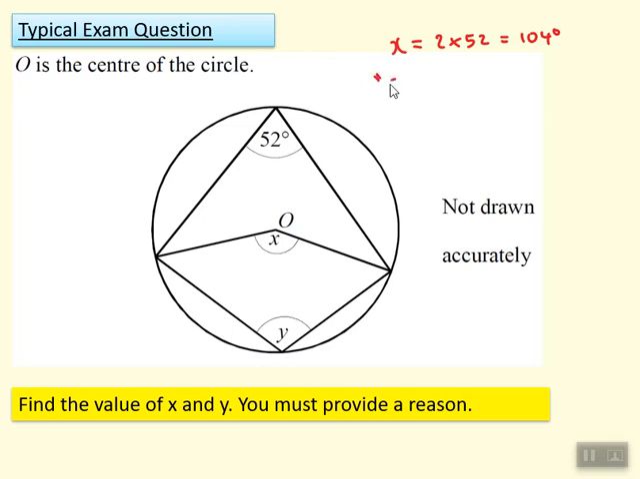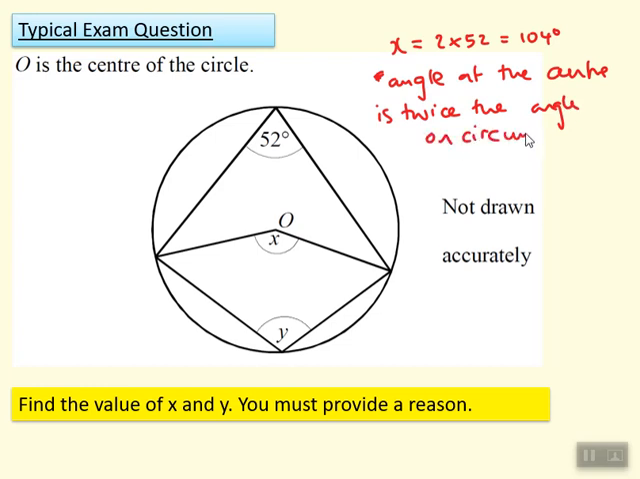You shouldn't write it in quotations. Angle at the center is twice the angle on the circumference. Sorry for the bad handwriting. And that would be literally 2 marks.